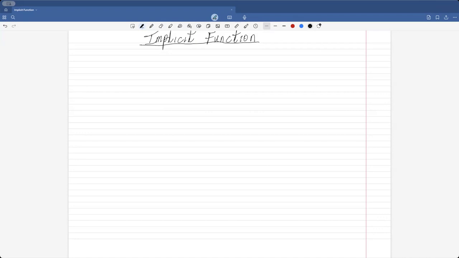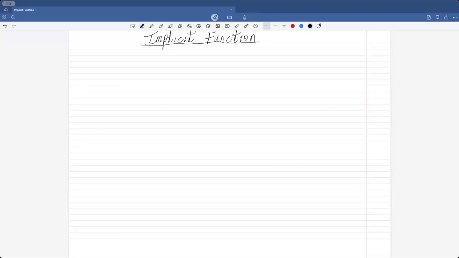In this video, we want to talk about how to find the derivative of an implicit function. Now, before we dive into this topic, there are a few tips I want to share with you guys.